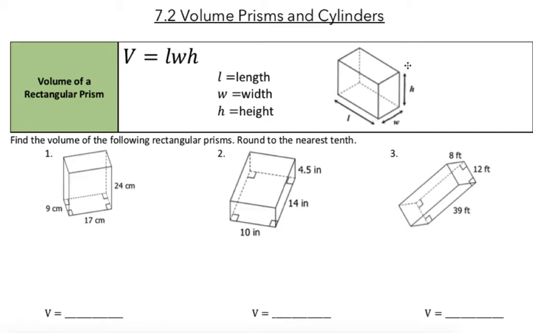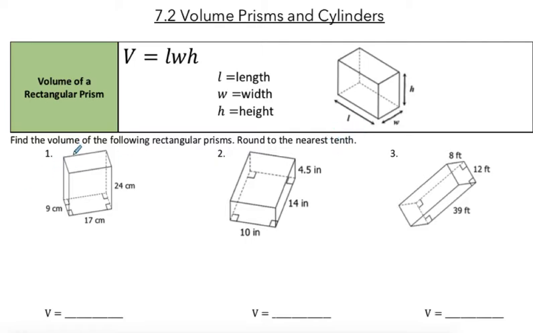We typically have the height between the two bases, width is how wide something is, and length is how long it is. But the order doesn't matter. If I said width times length times height, it would get me the same thing. So on number 1, it says find the volume of the following rectangular prisms, rounding to the nearest tenth if we need to.